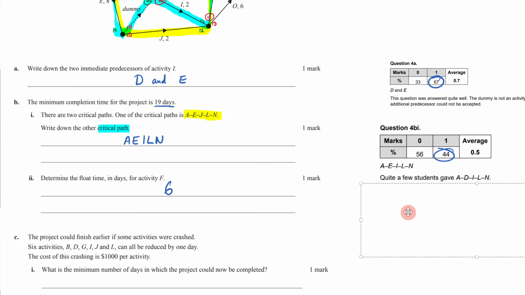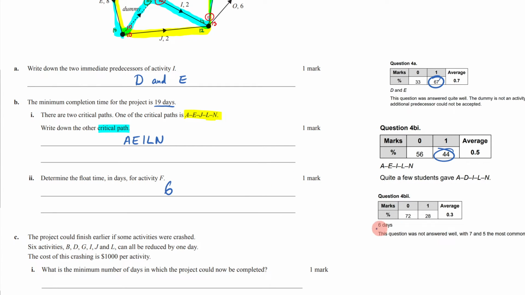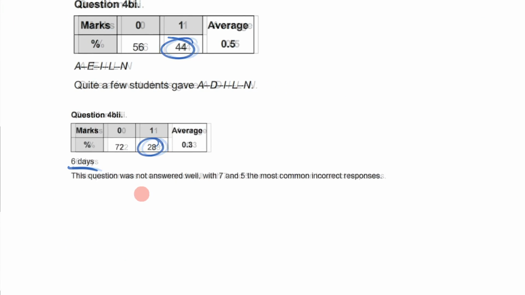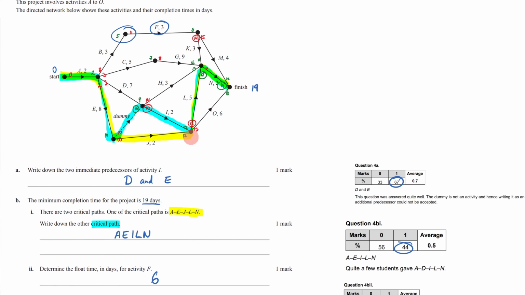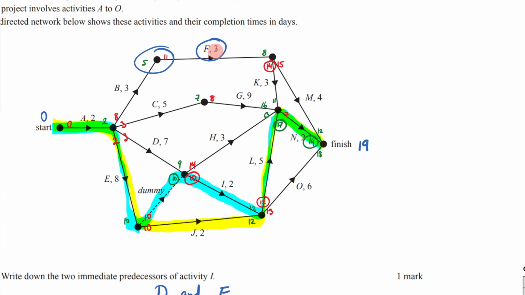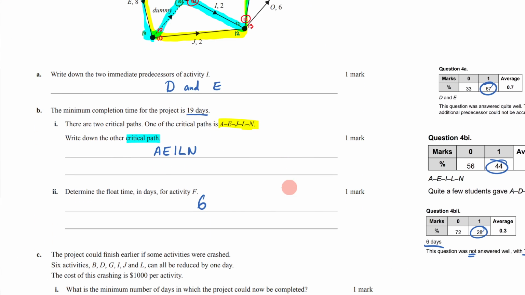Let's see how many people got this one correct. 6 days is my answer there. 28% of people got that correct, which is terrible, 28%. It says, this question was not answered well, with 7 and 5 the most common incorrect responses. I'm not quite sure why so many people got that wrong. I don't feel that this is a supremely tricky skill. You just have to look at F, look at the red and green number, and subtract them from each other. So nothing too insane there.